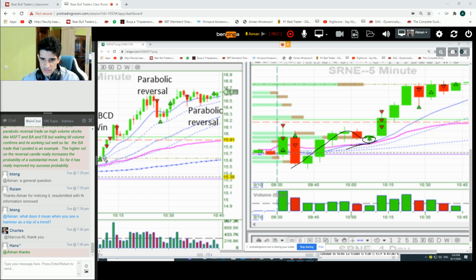Your entry here was decent. You anticipated an ABCD pattern after a fake breakdown right here, and you based your entry on the 1-minute chart after the confirmation candles, right? Even without having a new 5-minute high. That's good. Safer entry was to wait for a new 5-minute high after a 5-minute hammer, right? And then go with the trend up there. So yeah, this was good.